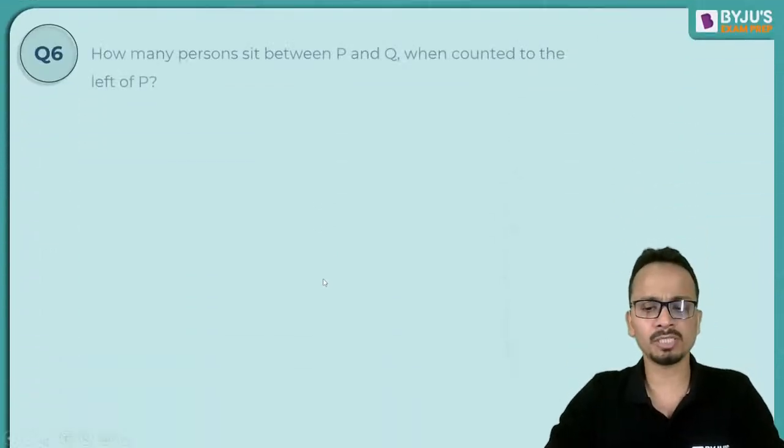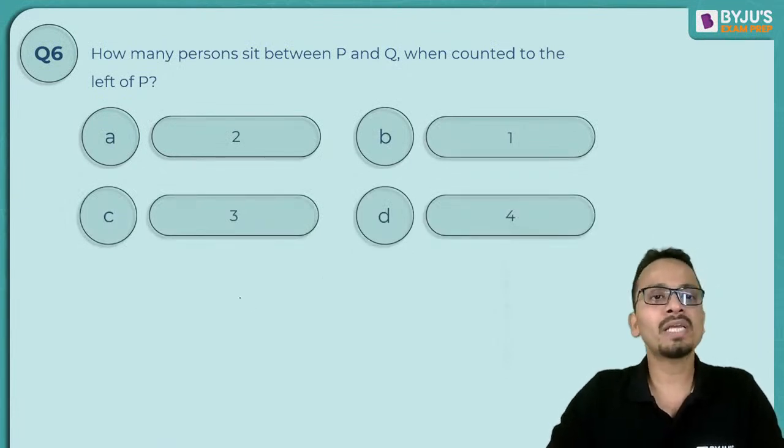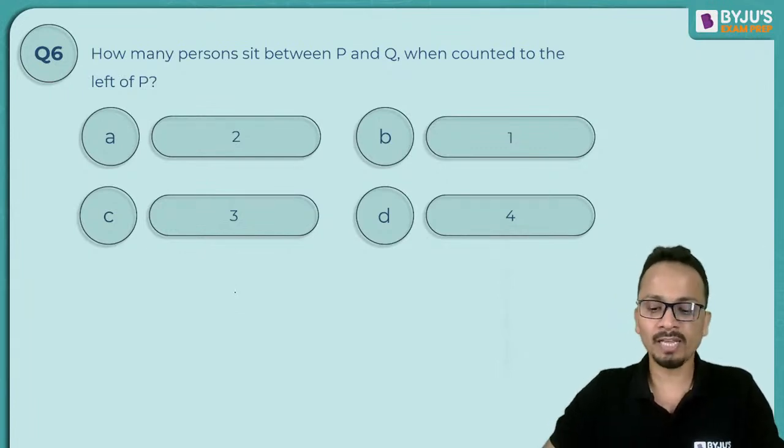Next question, question number 6. How many persons sit between P and Q when counted to the left of P? Be careful, when counted to the left of P.